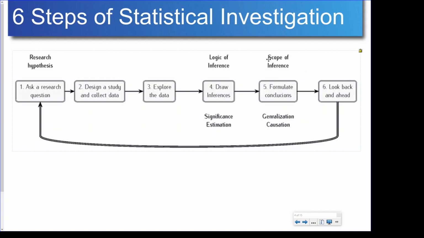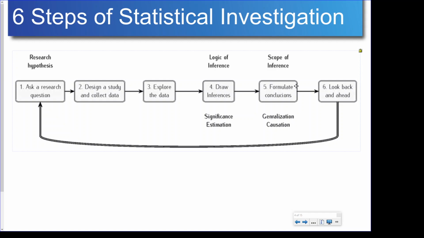But then step 5 says, okay, we've got our information, we've figured out what it says, but can we use that to talk about a bigger group? Can we take this small group of people and have that generalized to the whole population? Sometimes yes, and sometimes no.